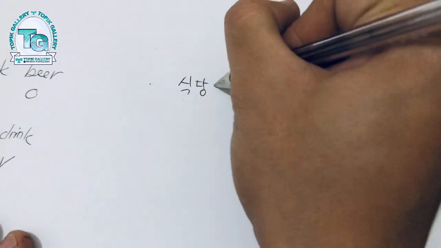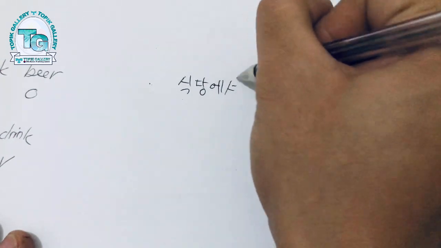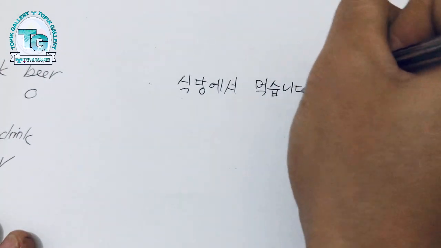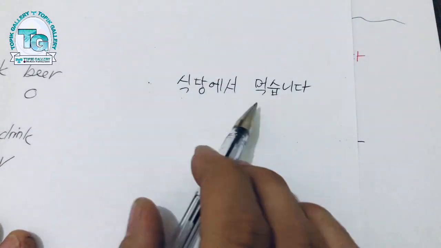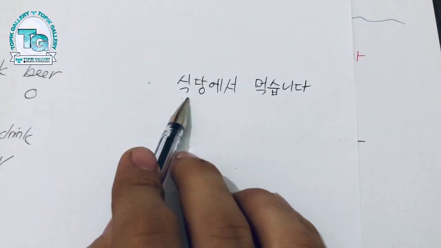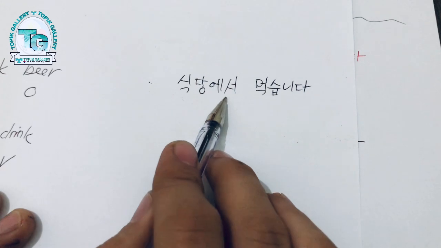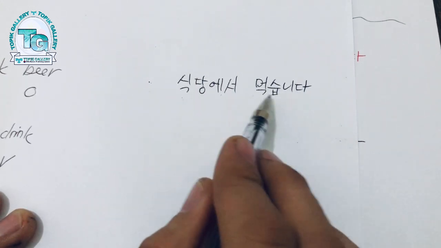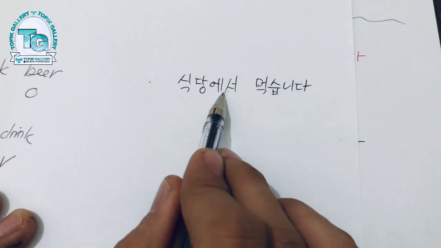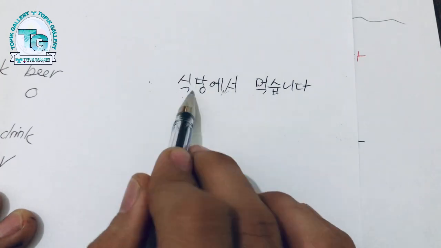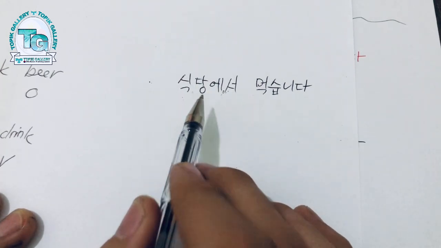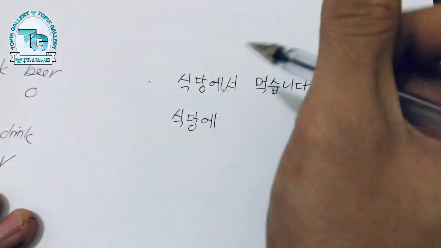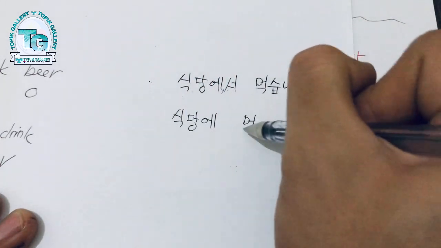Let's say for example, 식당에서 먹습니다. Let's try this sample, guys. 식당, restaurant, 에서 is what you used. At the restaurant, 먹습니다, eat. So you put 에서 after 식당 to indicate that you will eat at the restaurant. You cannot say 식당에 먹습니다.